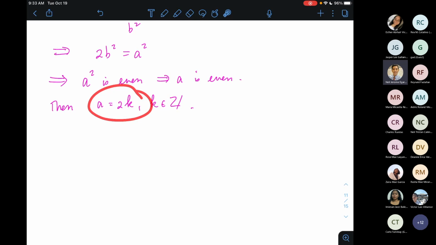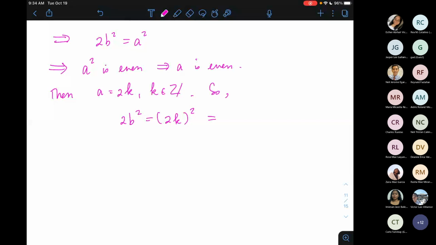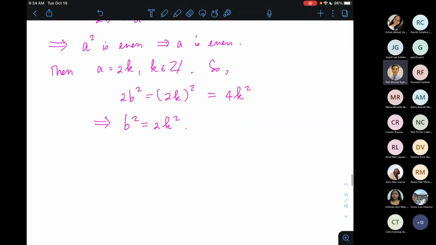Then I'll use this expression for A here. So 2B squared equals A squared. So it follows that we'll have 2B squared is equal to 2K quantity squared, which is equal to 4K squared. Nag-isip pa ako doon, no? But here we can say that, I can divide both sides by 2 and get b squared equals 2k squared. Okay? And wag pala munang period. Ano yung pwede kong sabihin mula dito sa statement na to?